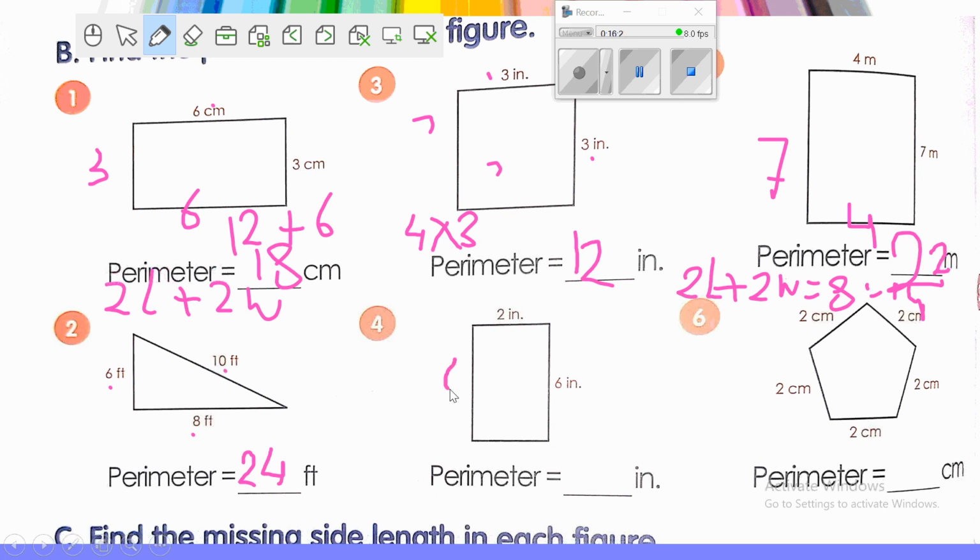Here is a rectangle, on the opposite side 6 and here is 2. So double of 2 is 4, double of 6 is 12, 4 and 12, it will be 16. And here I have a pentagon, I have 5 times 2, which will be 10. Why 5, teacher? Because I have 5 sides, 1, 2, 3, 4, 5, and all of them are the same, so 5 times 2 will be 10.